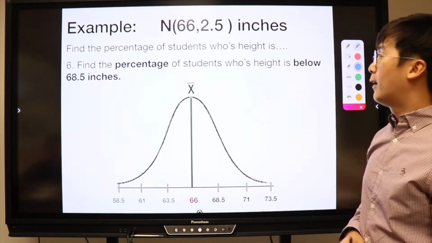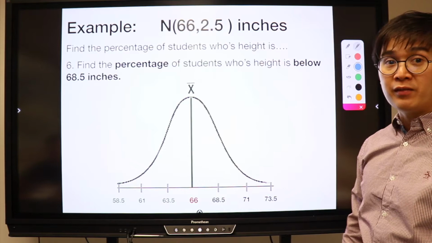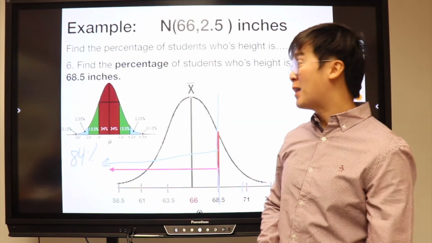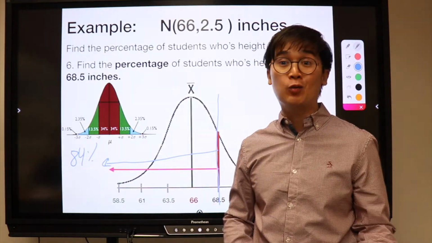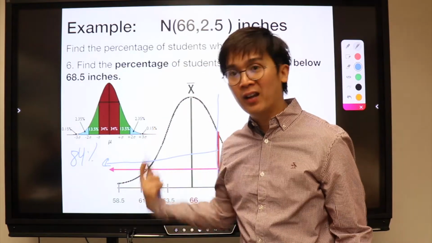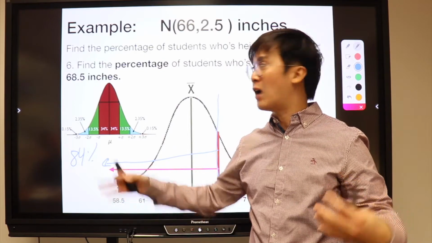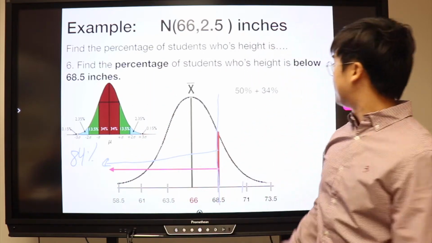Okay. Answer this one. Find the percentage of students whose height is below 68.5 inches. So sometimes method 1 works easier, sometimes method 2 works easier. So it all depends on the type of problem you're working on. So in this case, now you're seeing what I'm seeing a while ago. Because I want you to see those different ways on how this question is going to be asked in a statistics problem.